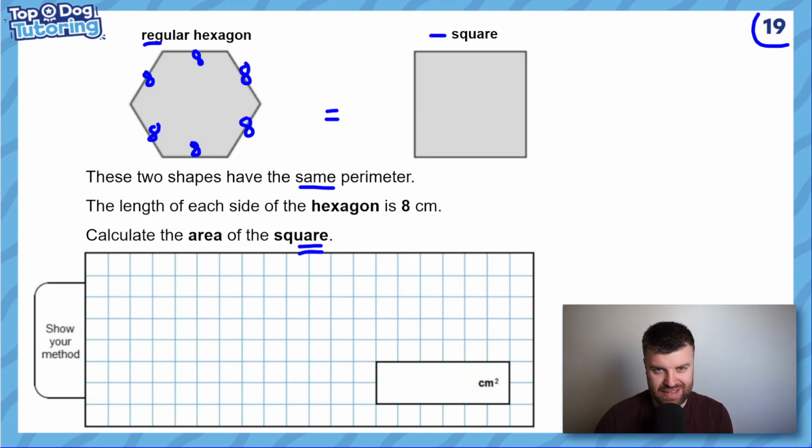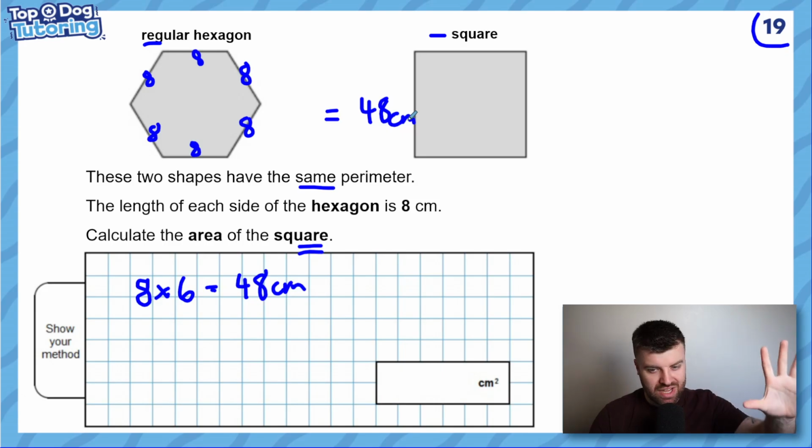Okay. Hopefully you had a go there. Let's see. So these two shapes have the same perimeter. We're going to use that fact. Can I work out the perimeter of the hexagon? Yes. I'm going to take 8 multiplied by the 6 sides. 8 times 6 is 48 centimeters. That means that I know that the perimeter of the square is also 48 centimeters because they're the same.